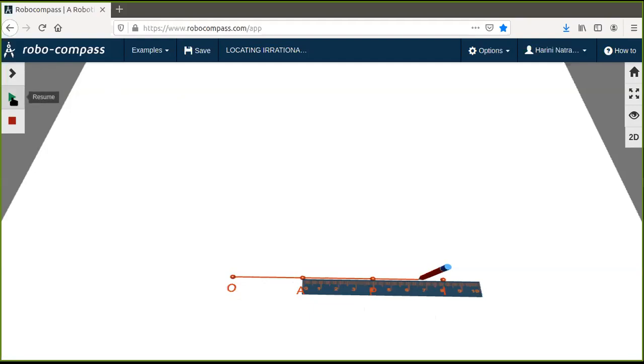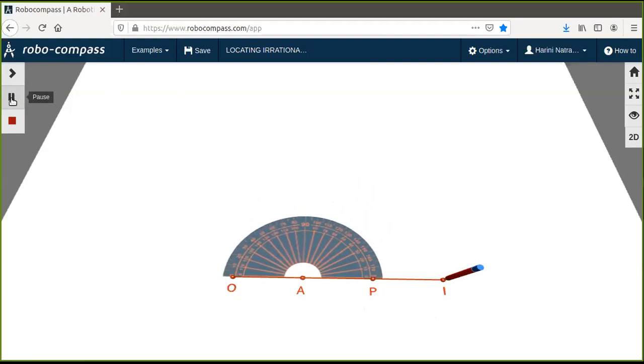Let us resume and see what's the next step. We have already seen root 2. What did we do to get root 2? We constructed a right triangle on the number line. With OA as the base, we constructed a 90 degree angle at A. That's the step we are seeing now.